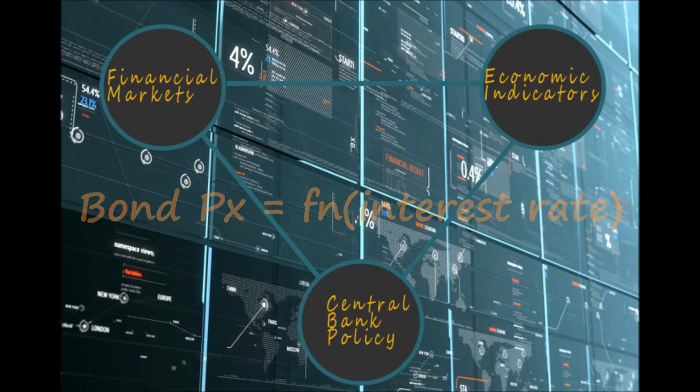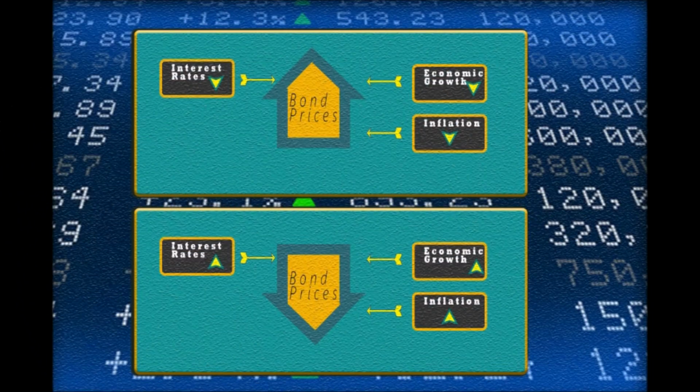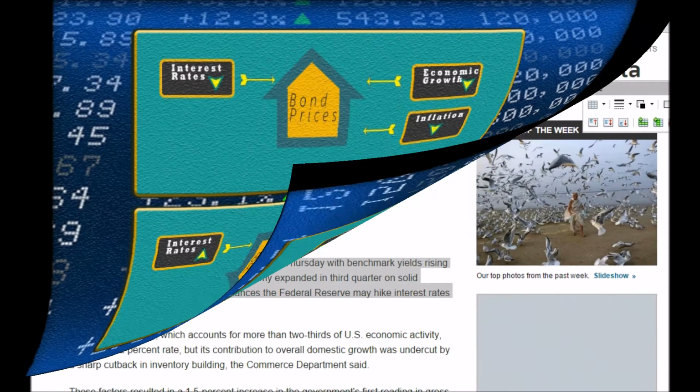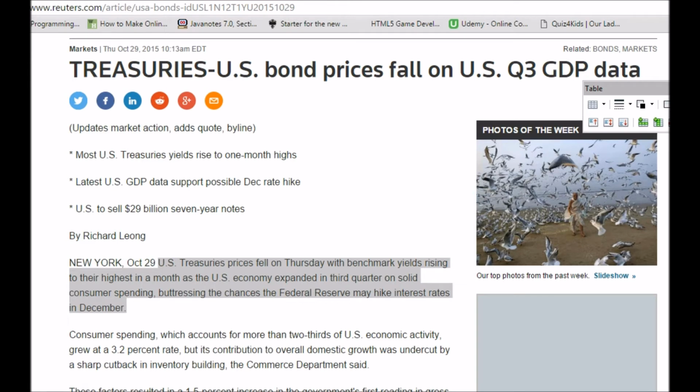We need to understand this relationship between bond prices and interest rates, as it is an essential building block to further understanding how each macroeconomic indicator influences the prices of bonds. We start with the basics of bond cash flows, discount rates, and look at an example of how bond prices are inversely related to interest rates. Next, we look at the linkages between bond prices, economic growth, inflation, and interest rates. At the end of this lecture, you will be in a much better position to understand this article on bond prices and interest rates.